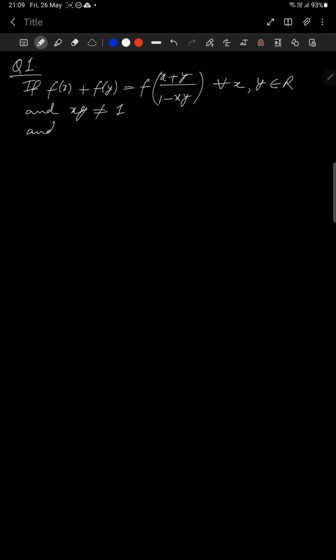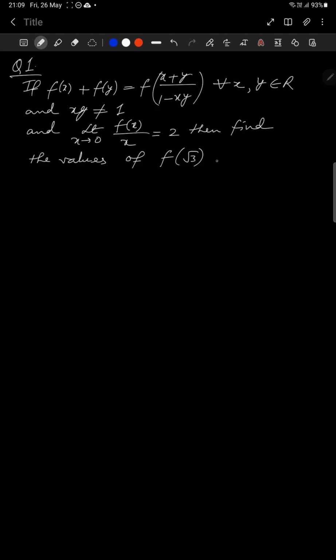Also, the limit as x tends to 0 of f(x)/x is equal to 2. Then find the values of f(root 3) and f'(-2). Alright, the solution goes like this.